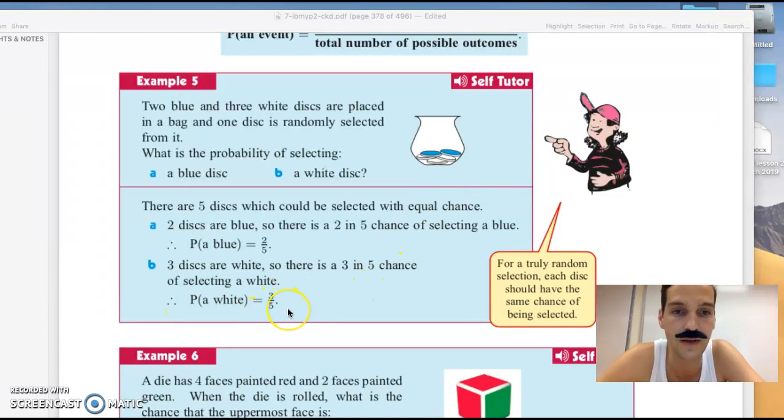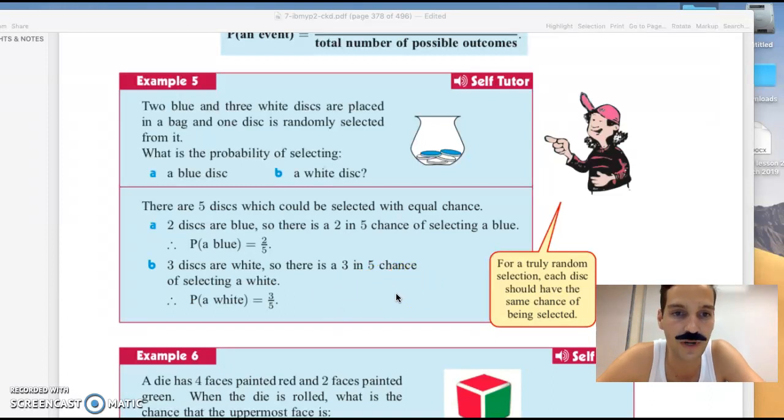Please, please, please, make sure that you are doing this in the correct format. I want you to write the answers for the exercise like this: P, bracket, whatever the probability is of what you're working for. In this case, it's a white disc, equals, and then the fraction. I don't want you to just write probability equals 60% or 3 over 5. I want you to write P, and then in brackets what you're looking for, equals 3 over 5. Please write it in the correct format. I can't emphasize that enough.